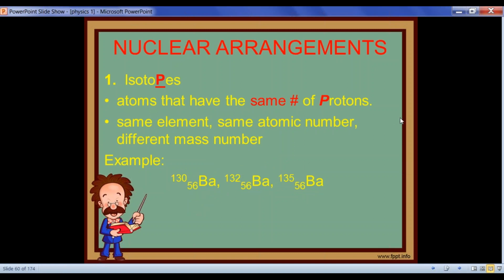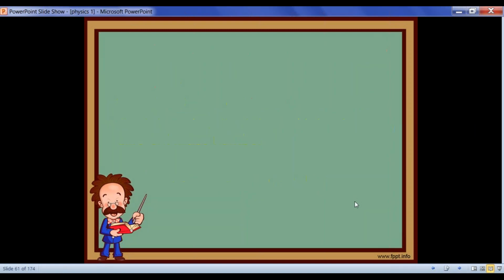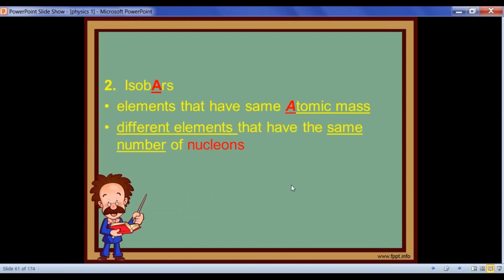Okay. So next will be isobars. So isobars, these are elements of the same atomic mass. Highlight po yan, atomic mass. So they are different elements of the same number of nucleons. So, sabi po natin, nucleons represents the atomic mass. So for example, we have here the different elements. So iodine, xenon, and cesium.